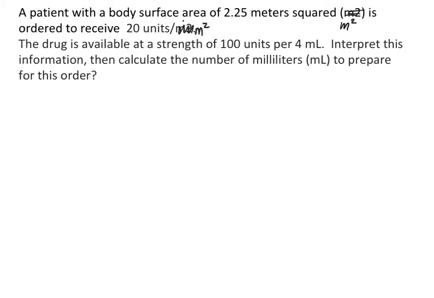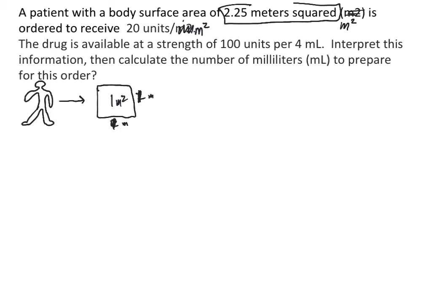Let's start with body surface area. Body surface area is just a fancy way of thinking about how much skin someone has. If you were to take that person's skin and stretch it into a square, I know that's a little weird to think about, but that's what's happening here. Let's suppose this is 1 meter by 1 meter. This would be 1 meter squared. In this case, we're told the person's body surface area, the amount of skin they have, is 2.25 meters squared. If you were to stretch it out, that would be the area of the square.